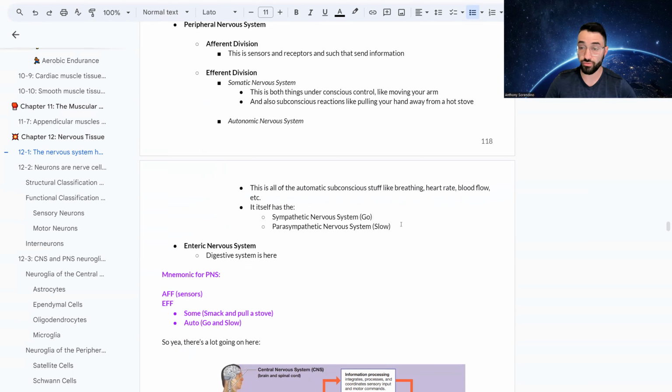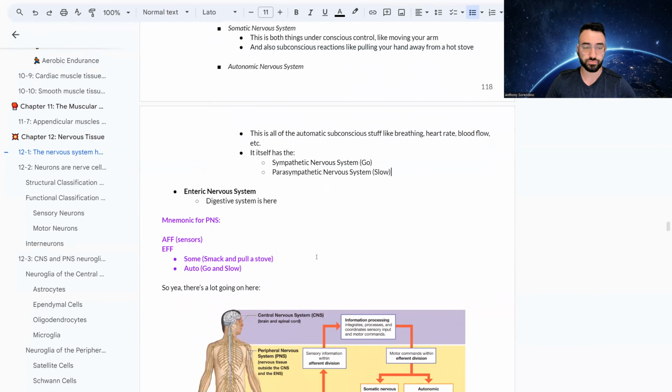This is kind of like that fight or flight complex. Sympathetic is going to dilate your eyes, speed up your heart rate, speed up your breathing. It's going to get you ready to fight. Parasympathetic is going to slow things down. It's going to slow down your digestive tract, constrict your pupils, lower your heart rate, things like that.